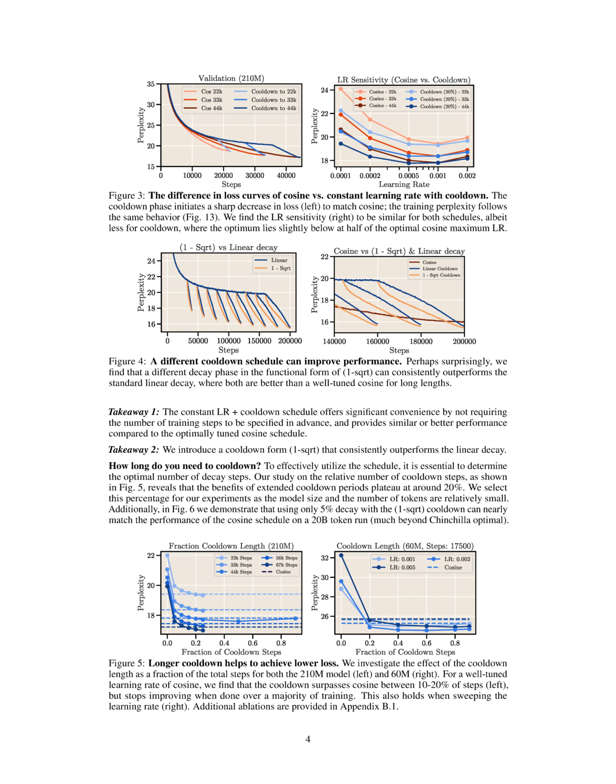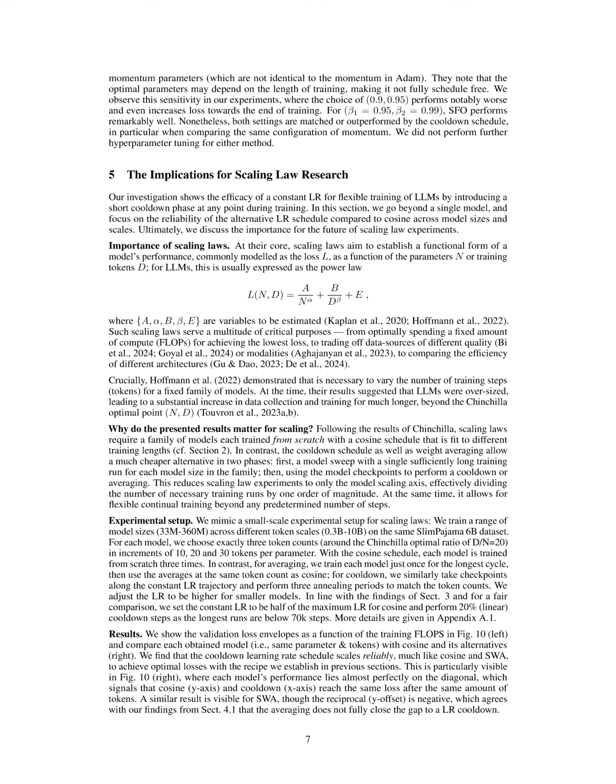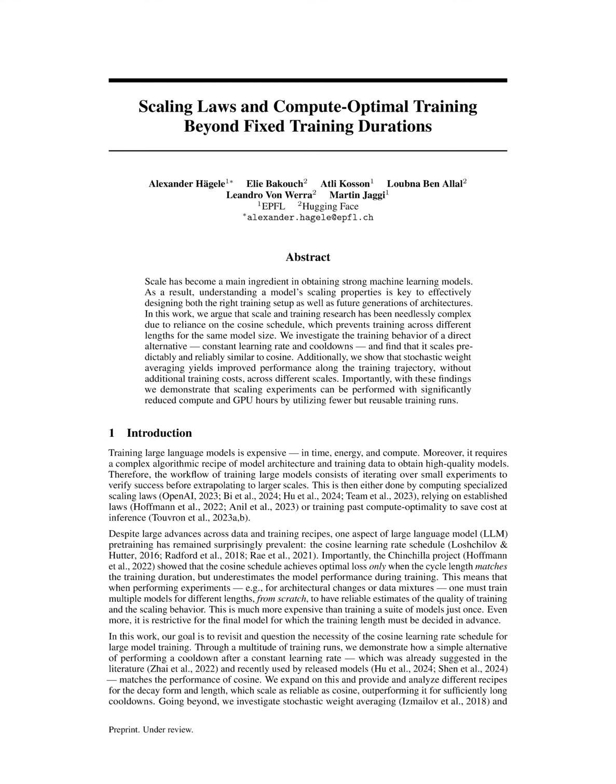Experimental results demonstrate that the cooldown schedule can achieve optimal losses with reliable scaling behavior, outperforming the cosine schedule for sufficiently long cooldown periods. Furthermore, the constant learning rate with cooldown approach offers a more cost-effective alternative to the cosine schedule for scaling law experiments. By reducing the number of necessary training runs by one order of magnitude, it enables significant savings in computational resources and time, while still achieving optimal model performance.